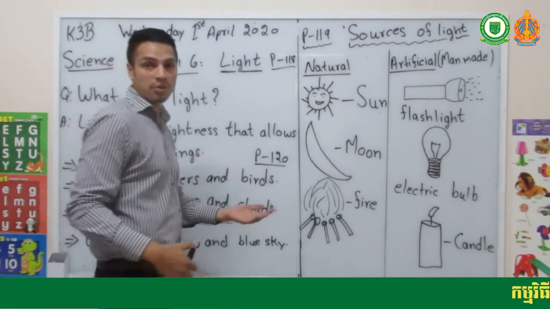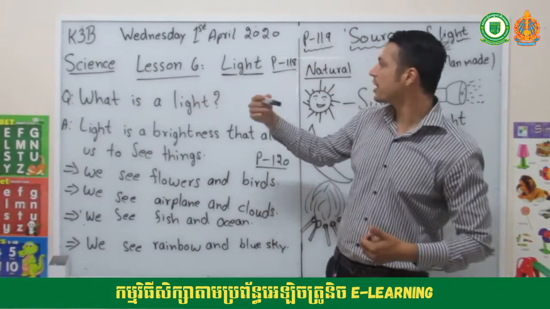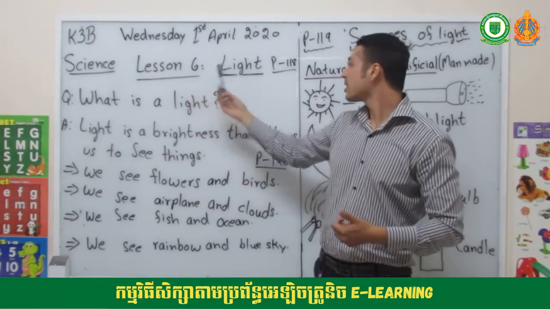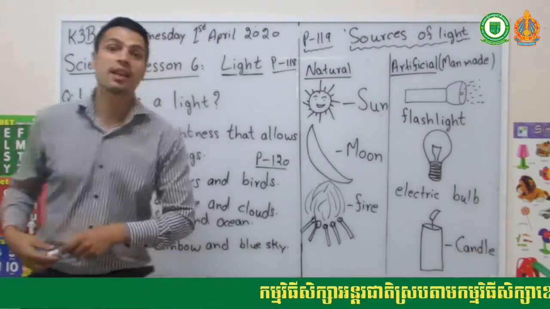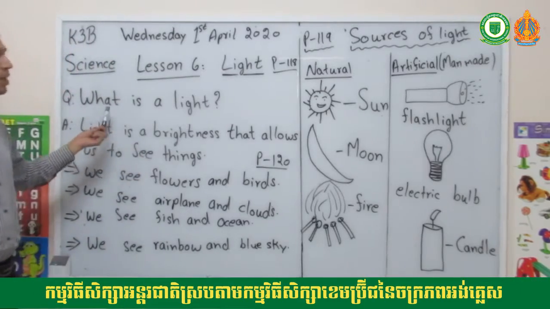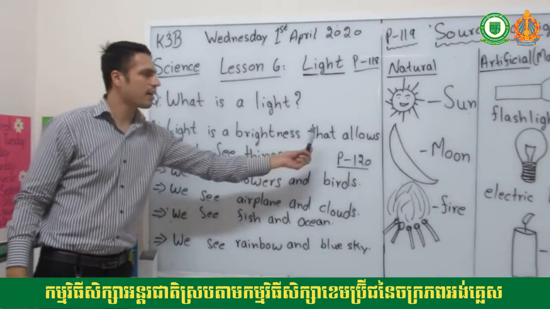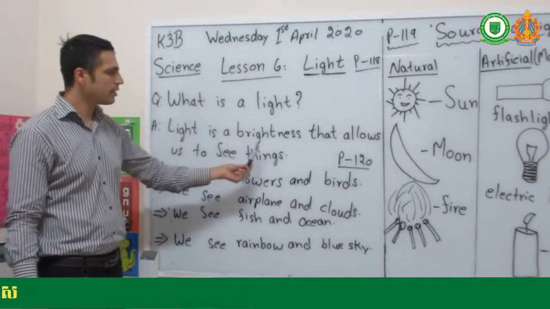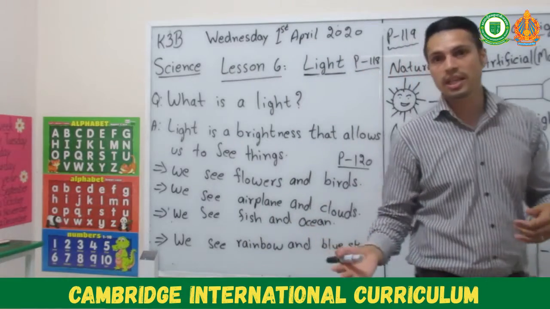So this is going to be our first video for subject science, and we are going to study lesson 6 about light. So what is light? So here's a question, what is a light? Light is a brightness that allows us to see things.